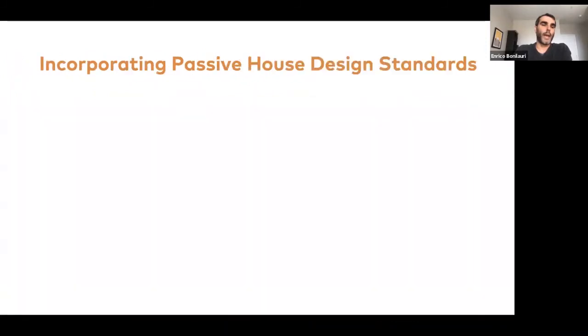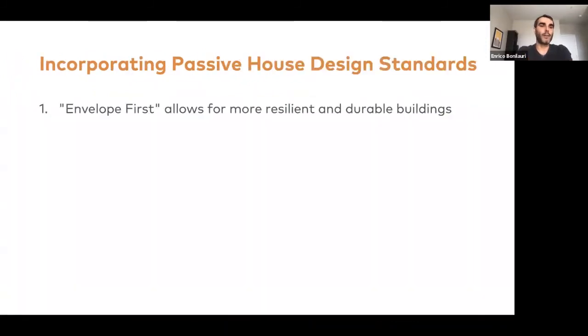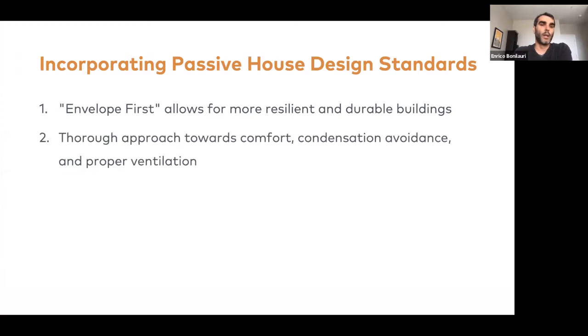So to recap, passive house is based on the envelope first, which allows for more resilient and durable buildings in general. At the end of the day, the building envelope has significantly lower complexity than mechanical systems. There are no moving parts other than windows and doors in the building envelope. And that allows for longer durability of those components over mechanicals. So passive house also has a very thorough approach towards comfort, condensation avoidance, and proper ventilation, which are in favor of putting people at the center of why we're doing buildings.